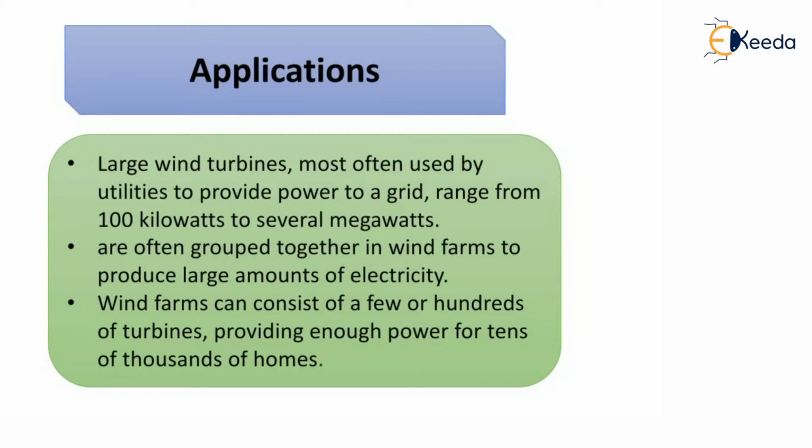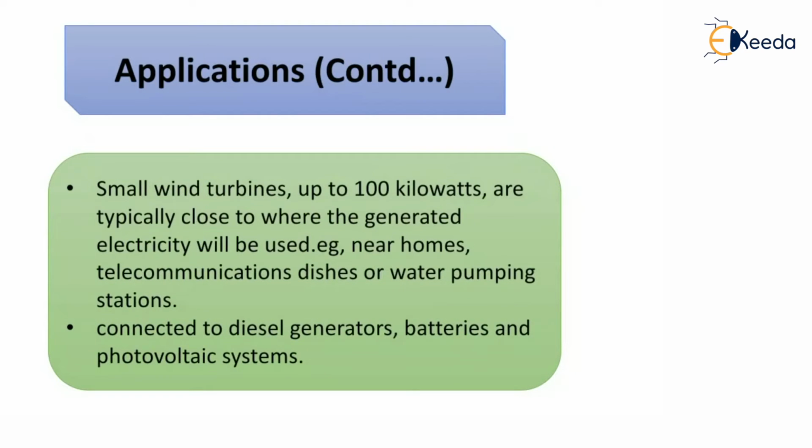Now the applications. The large wind turbines are most often used by the utilities to provide power to the grid. They are often grouped together in wind farms to produce a large amount of electricity. The wind farms can consist of a few or a hundred turbines, providing enough power for tens or thousands of homes. The small wind turbines up to 100 kilowatts are typically close to where the generated electricity will be used.